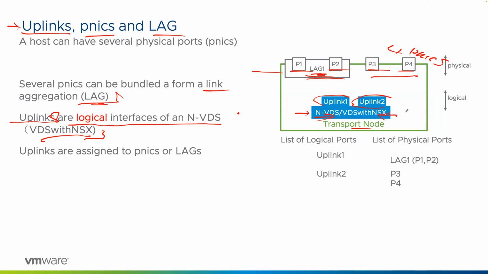This is one switch. Let's draw another NVDS. This is NVDS2. Also, we can have the same names, uplink 1, uplink 2. So even though it's the same name, this uplink 1 is specific to this switch, and this uplink 1 is specific to NVDS2. That means it's a logical concept within a specific switch.